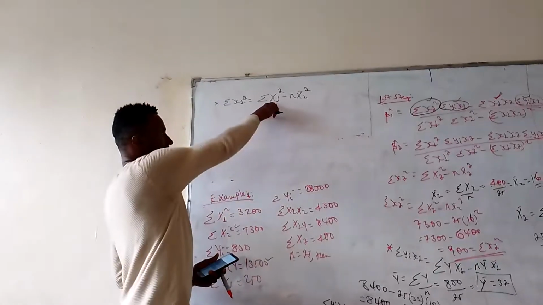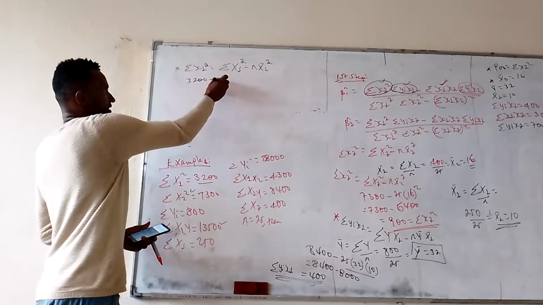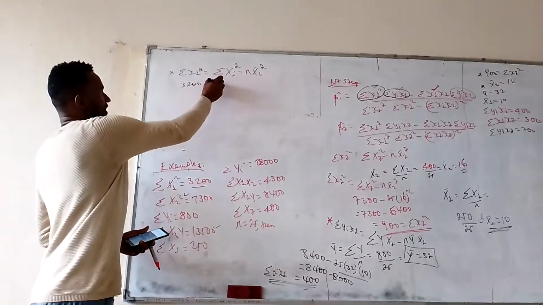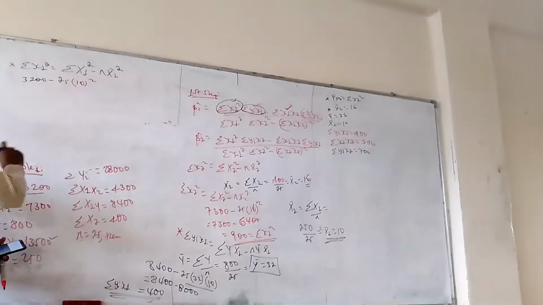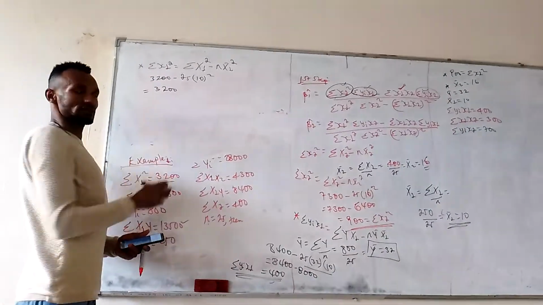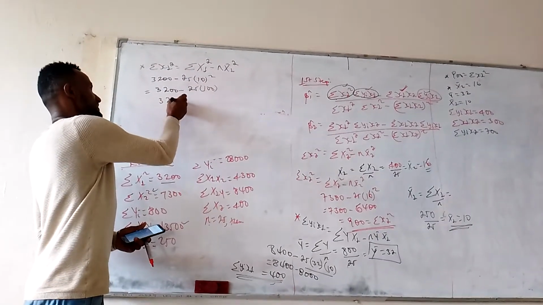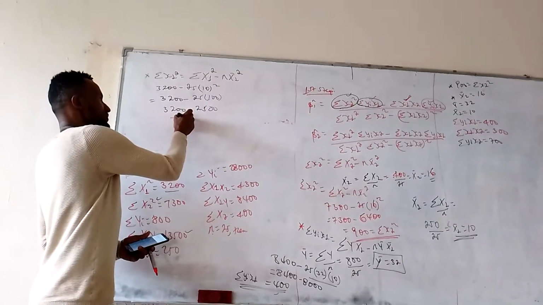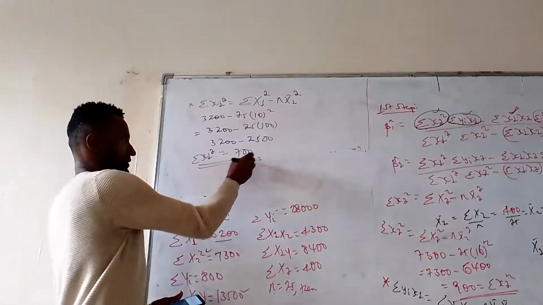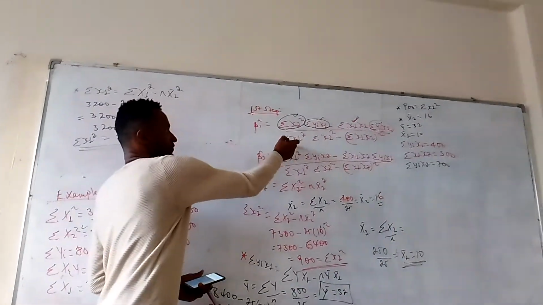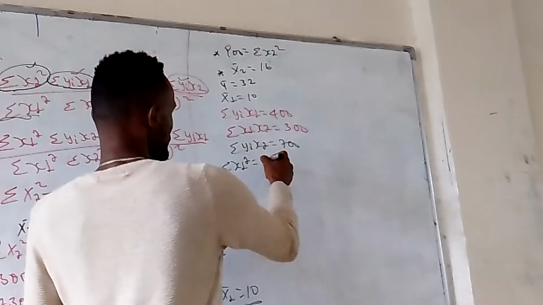So look, our x1 the whole square is this one, 3,200. So 3,200 minus our n, which is 25, times our x1 mean, which is 10, so 10 the whole square. This means 3,200 minus 25 times 100, so 3,200 minus 2,500, the difference will be 700. So 700 is the summation of x1 the whole square. This is also computed, and let me document this: the summation of x1 the whole square is equal to 700.